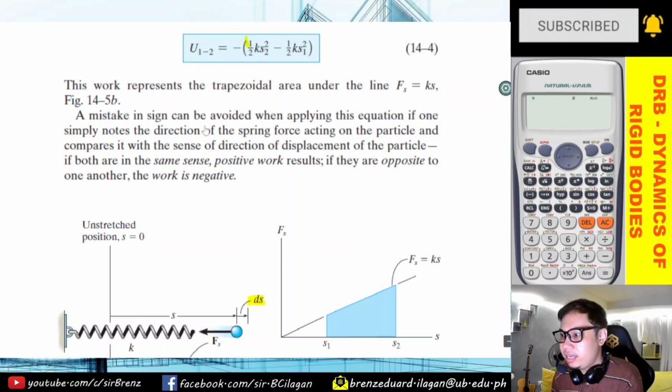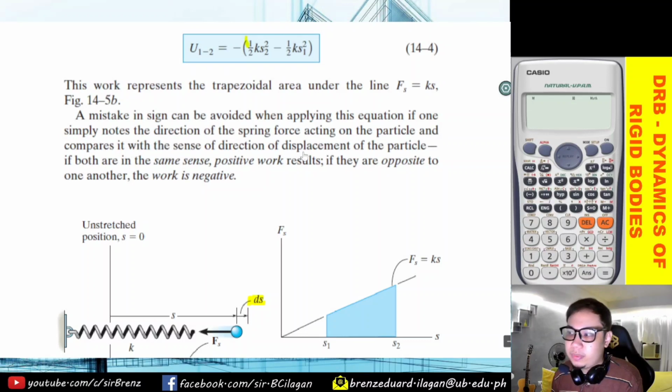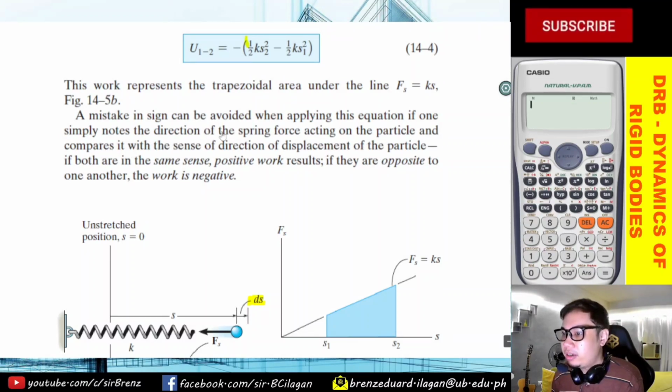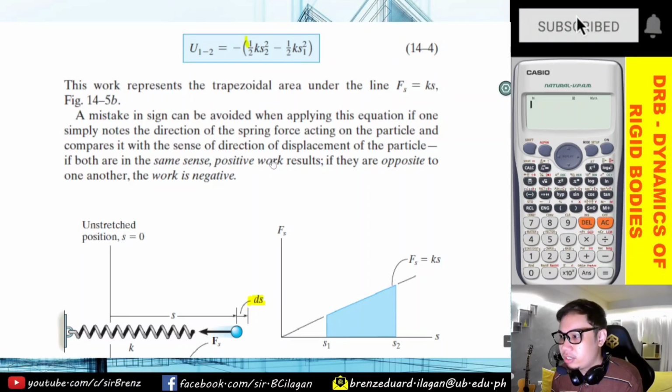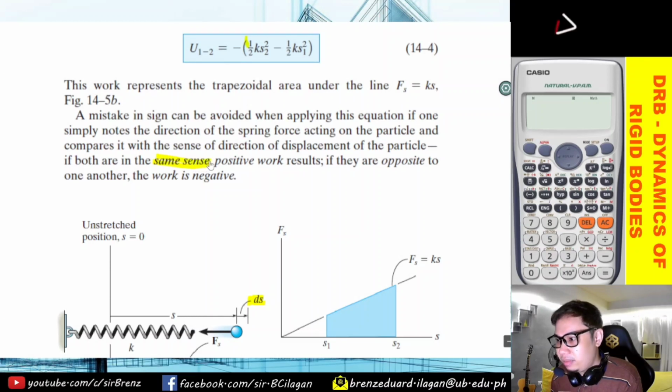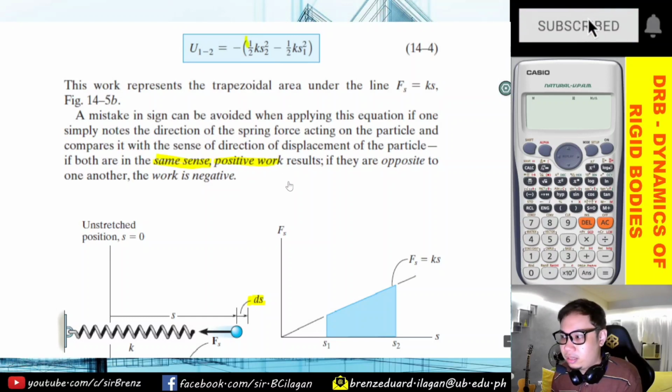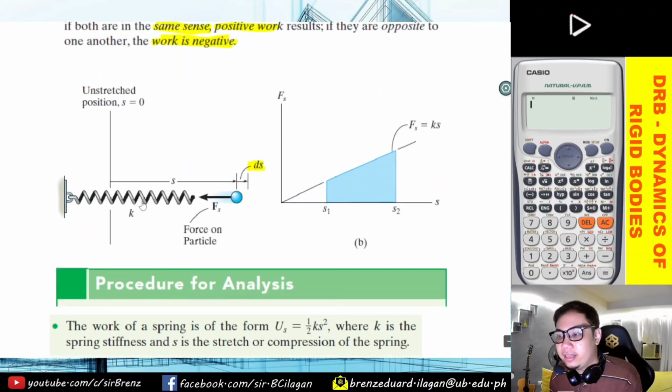So, a mistake in sign can be avoided when applying this equation if one simply notes the direction of the spring force acting on the particle and compares it with the sense of direction of displacement of the particle. So, if both are, ito, mahalaga to, if both are in the same sense, positive work results. So, kung pareho sila ng direction, ayan, so positive work yung maproproduce natin. And if they are opposite to one another, then the work is negative. So, mas mauunawaan nyo to kapag nag-solve tayo ng mga example.